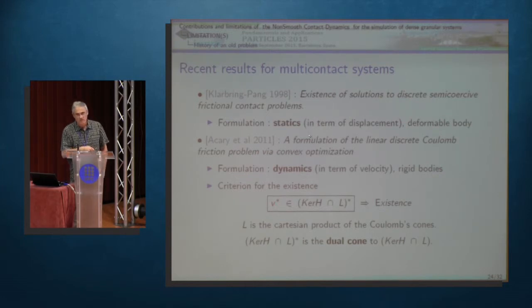Small v star, a prescribed relative velocity, has to belong to the dual cone of the null space of the mapping H and the Cartesian product of the Coulomb's cone.